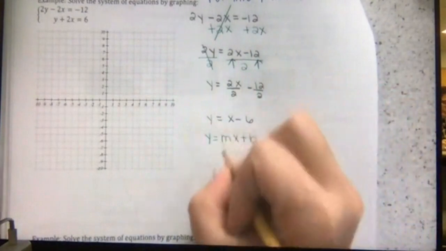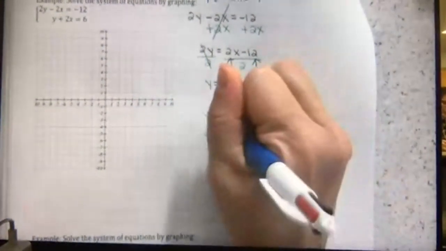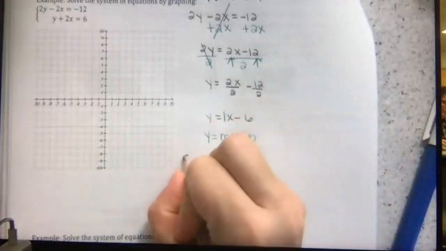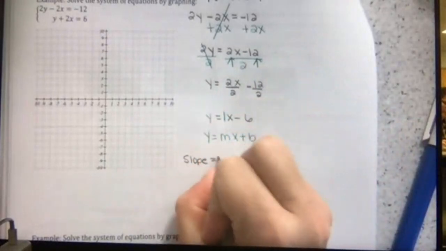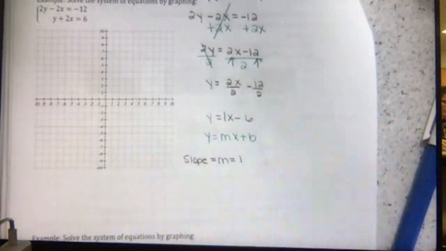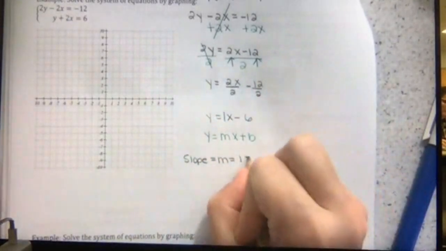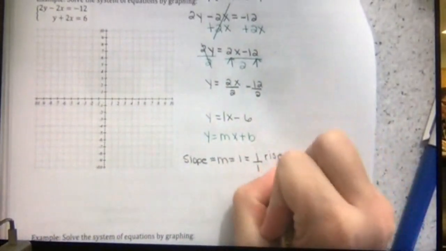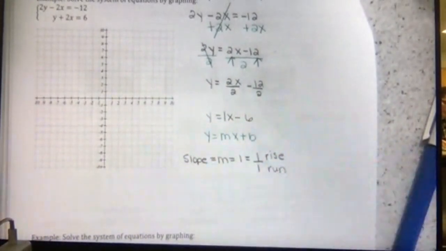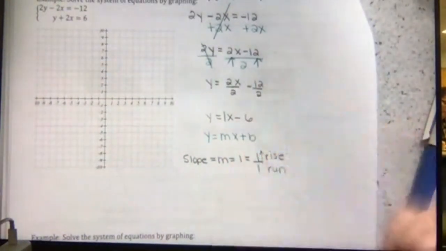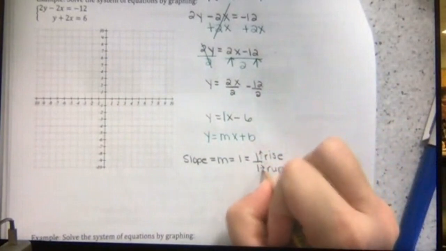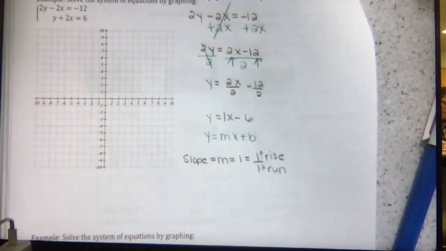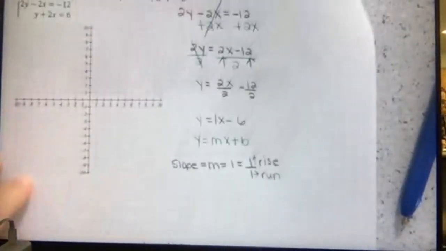So we can look at it and say, okay, our m value, which is in front of x, in this case is positive 1. So our slope, which is our m, is positive 1. I could rewrite this as positive 1 over positive 1 because I know my slope is rise over run. It's positive 1, so I'm going to go up 1. It's positive 1 on the bottom, so I'm going to go to the right 1. Rise is up and down, positive is going up. Run is left and right, positive is going to the right.